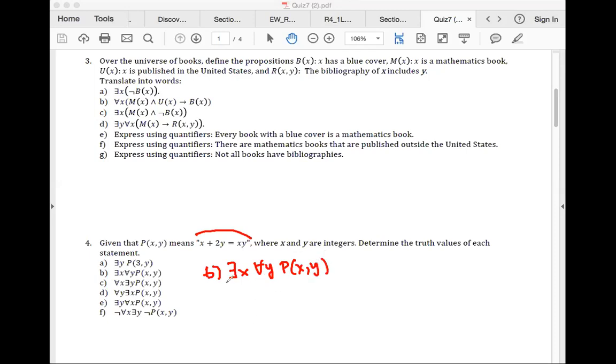Okay, so what this says is that there exists an x such that for all y, this statement is true. Basically there's a particular value of x for which this equality is true no matter what you plug in for y. Do you think that's true? No, this is false. It doesn't matter what I plug in for y, this will always be true, and that's not correct because it's only going to be true for a specific value of y.